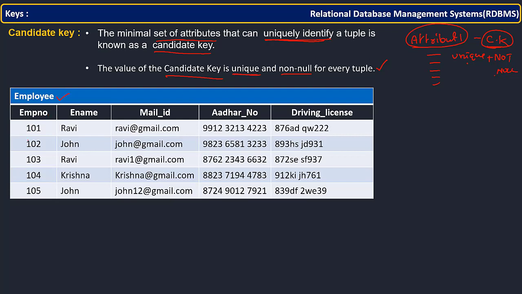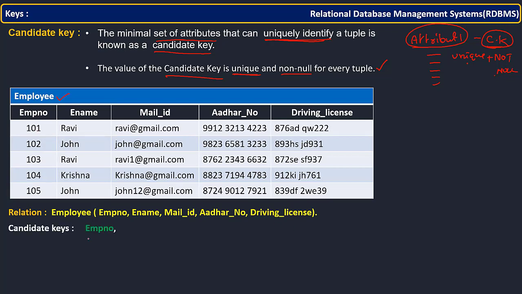And no employee is going to have a null value. That means every employee definitely has one ID, one number he definitely has. So null is not going to be in this field. That is why this is one possible candidate key. Is it or not? So if you take in a relation EMP number, e-name, mail ID, Aadhaar number, driving license, this part we have taken here as a relation. Now EMP number is one possible candidate key.